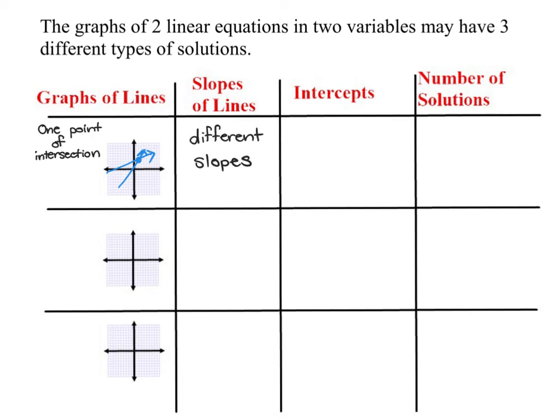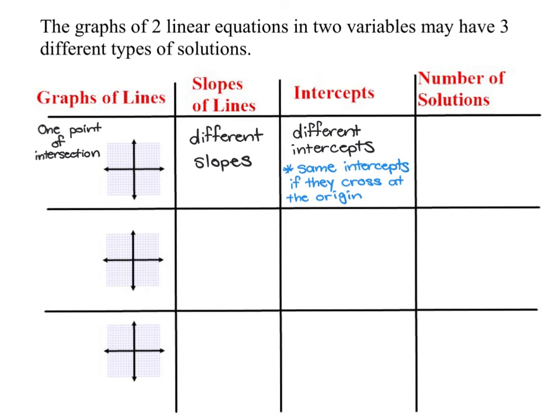Now, if you look at the slopes of the line, they're actually both different. So both lines have different slopes, and they both have different x and y intercept. Except if they were to cross the origin. Let me show you. So suppose there was a line that crossed the origin like this, and there was a second line that also crossed the origin. Even though slopes are different, they both intersect right here, and they both have the same x and y intercept. But either way, there's only one intersection.